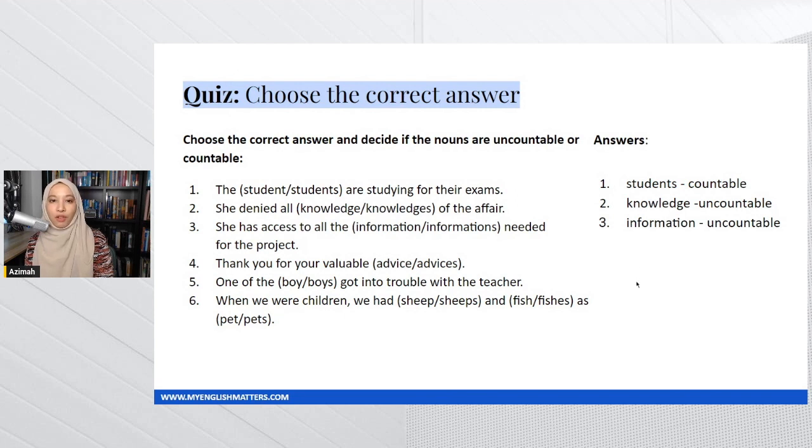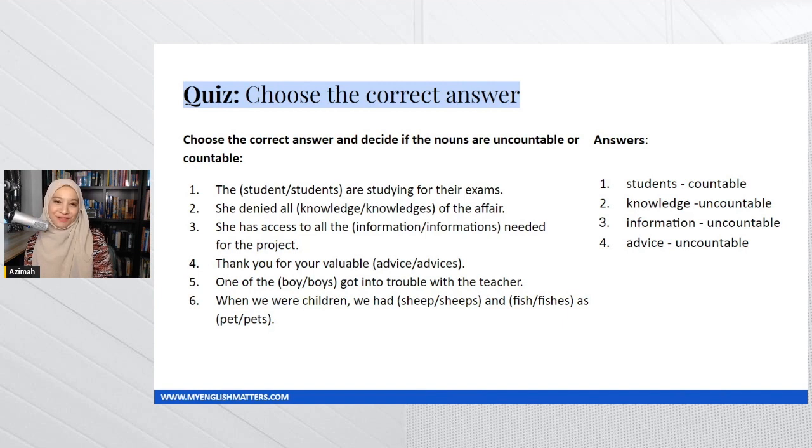Number 4, thank you for your valuable advice. So uncountable, never say advice, an advice. If you want to say advice, you can say a piece of advice, some advice, but never advices.